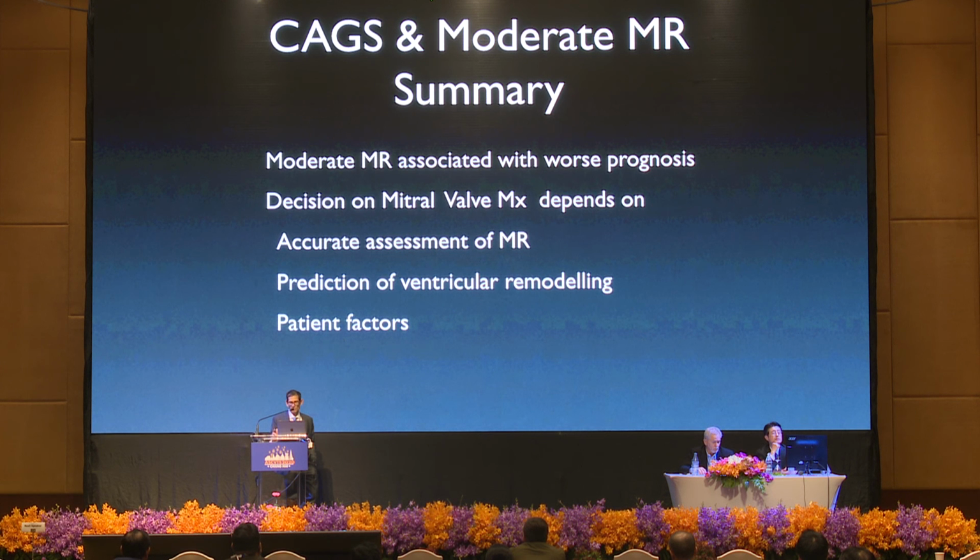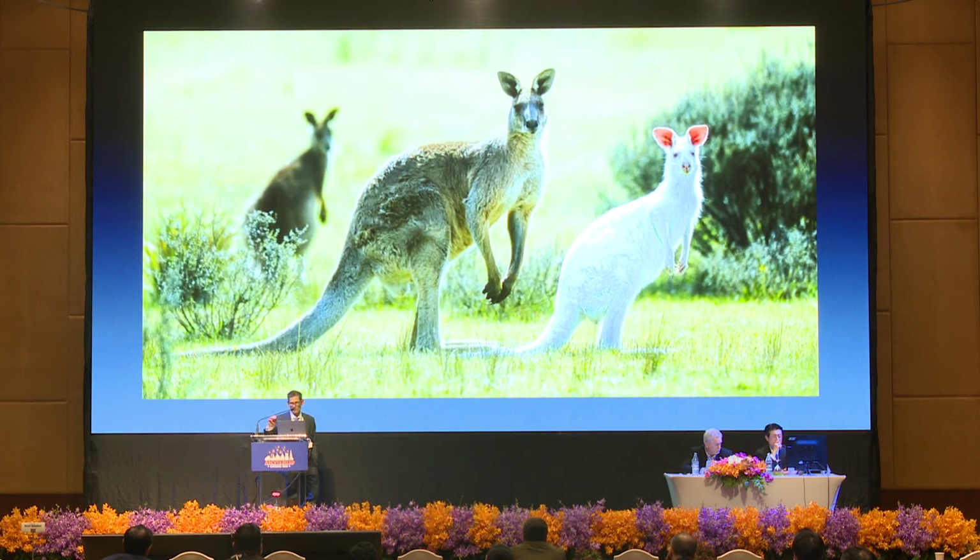So in summary, moderate MR is associated with worse prognosis. The decision to operate on the mitral valve and what sort of management depends on an accurate assessment of the mitral regurgitation and the mitral valve pathology, some sort of prediction of what you think about the chance of ventricular remodeling with scarring, and obviously patient factors are critical because not every patient's exactly the same.